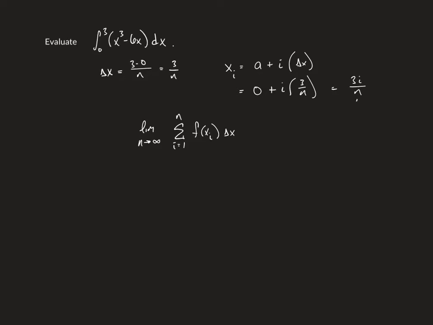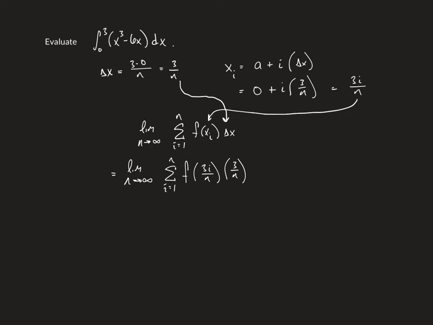But we know that this is x sub i and this is delta x. So I can replace those values with the values that we calculated earlier. Now I'm going to actually evaluate f of 3i over n, and I can plug in 3i over n into my function. So I've just evaluated f of x, or this function here, but replaced x with 3i over n.